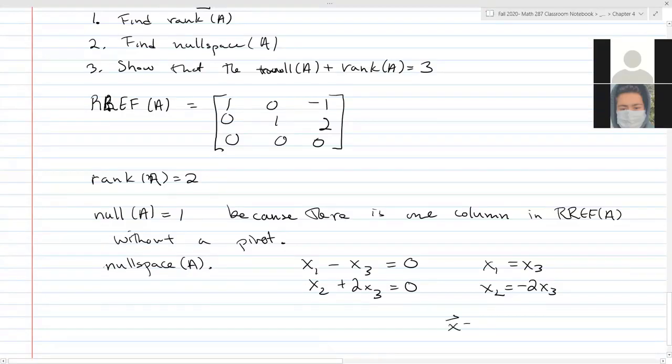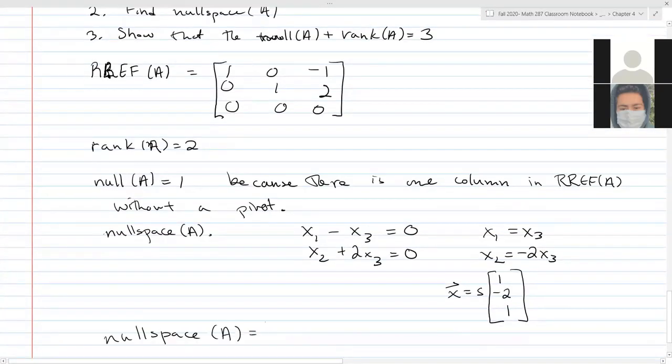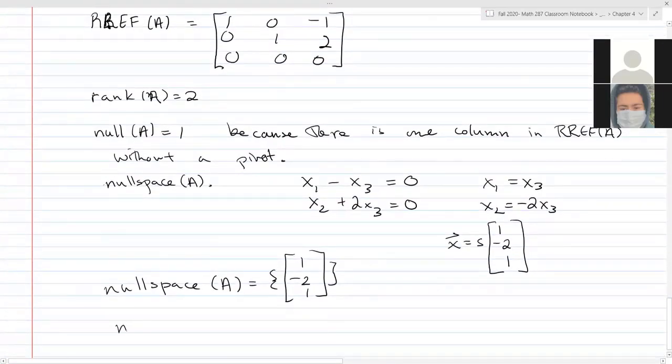And so that means that x is going to end up just equaling s times [1, -2, 1]. Hopefully you guys got to the point where you can do this. And so the null space of A is going to equal the set spanned by [1, -2, 1]. And that means that the nullity of A is equal to 1. So that confirms it. We just found it. The nullity of A equals 1.